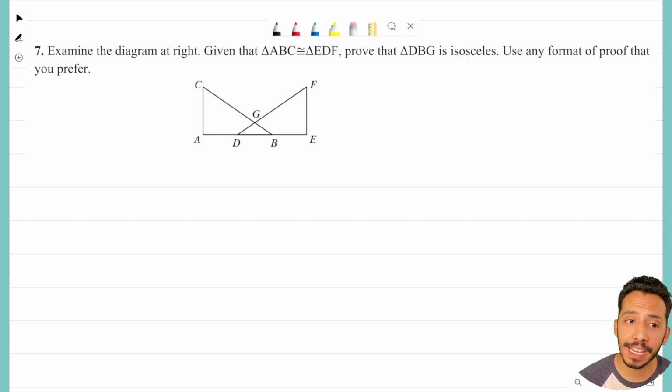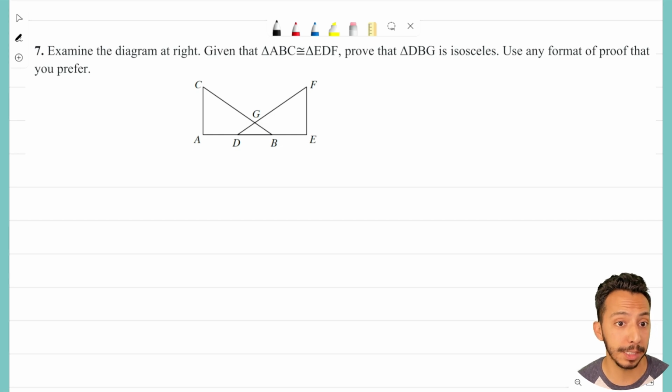We're on question number 7, and it says that we want to examine the diagram at right, really it's below. Given that triangle ABC is congruent to triangle EDF, we want to prove that triangle DBG is isosceles. It says to use any format of proof that you prefer. That means we can use a flowchart or a 2-column proof, whichever one we want. But this is interesting, right?